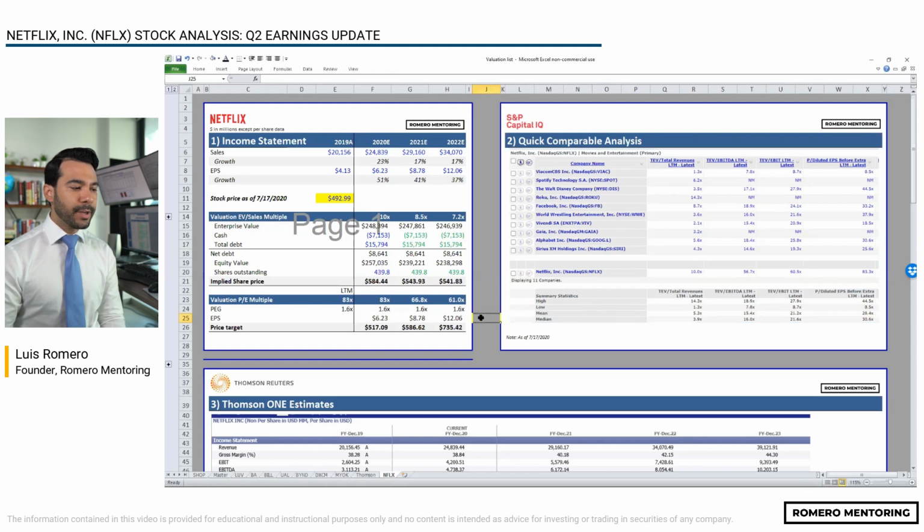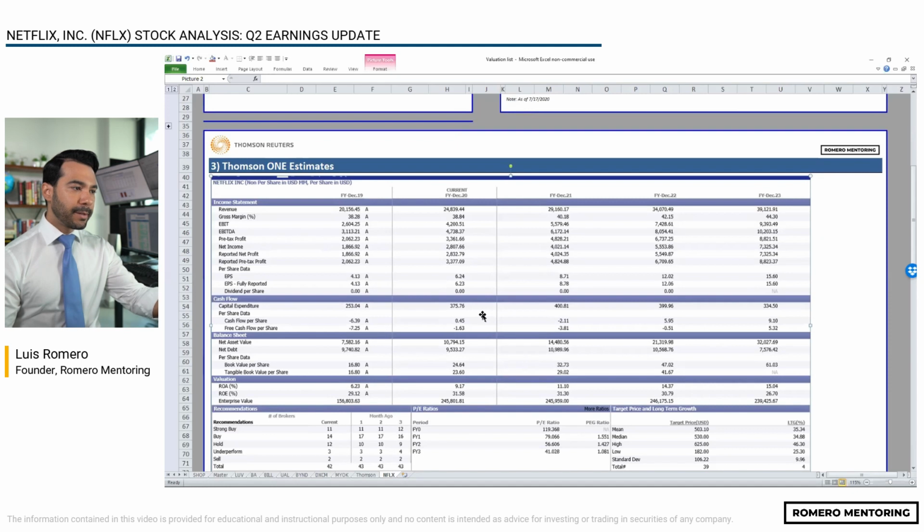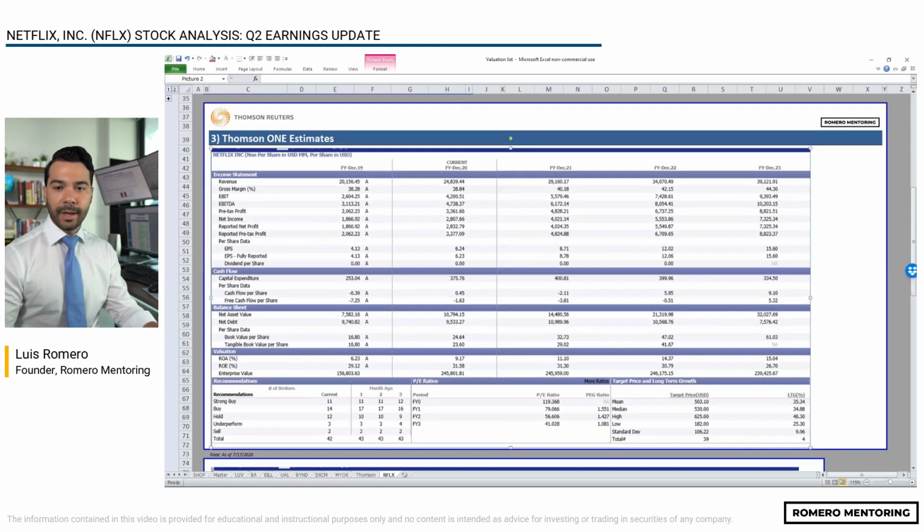As I scroll down a little bit more, we have consensus estimates provided by Thomson Reuters, and this is giving us what Wall Street analysts are projecting for the next year, 2 or 3 years going forward on their operations, on their income statement. How many analysts are covering them? We have that information down here. Here you go: 39. And then you can see also the mean and median price target that all of these analysts have combined.